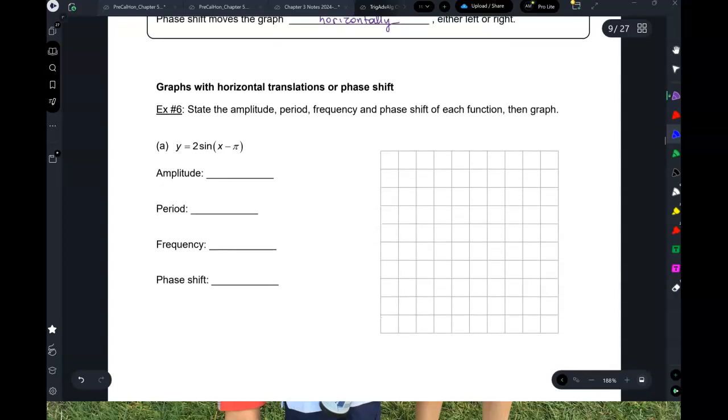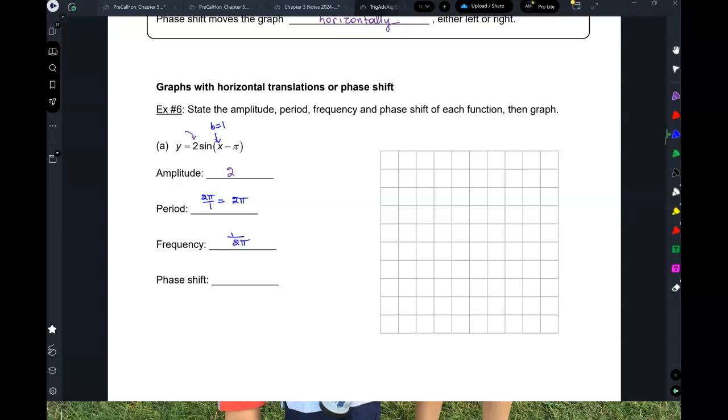Okay, so let's take a look at what we're doing here. Look at this one, 2 sine of blah, blah, blah, right? So let's find all of the required information. Okay, amplitude is this number 2. Period. The coefficient in front of the x is b. In this case, it's 1. So 2 pi over 1, 2 pi.